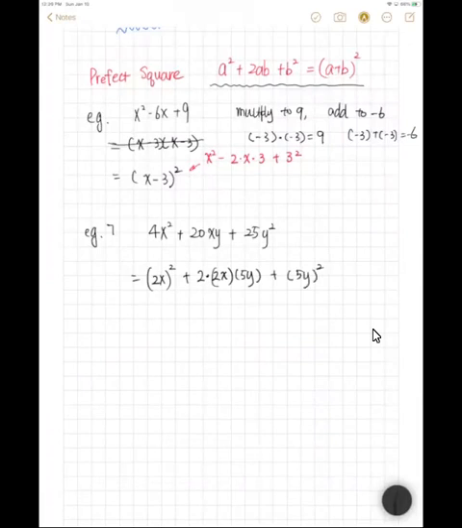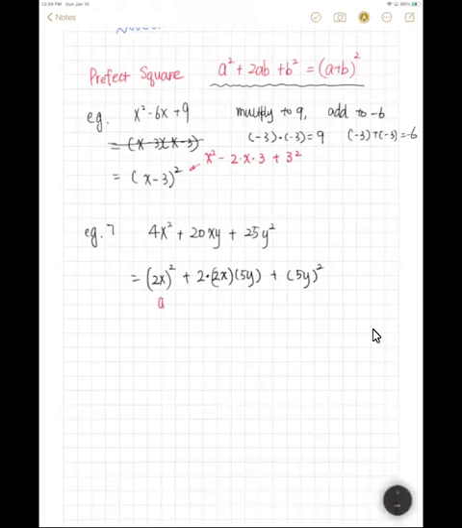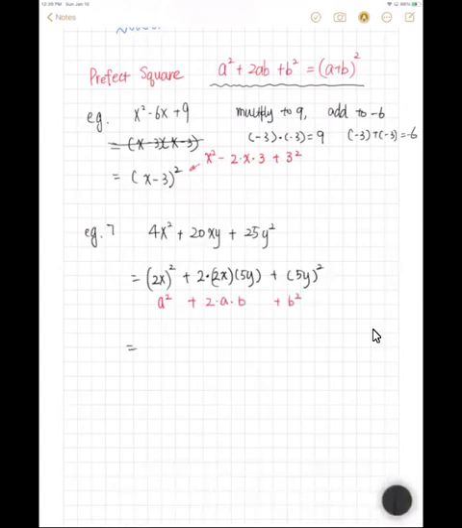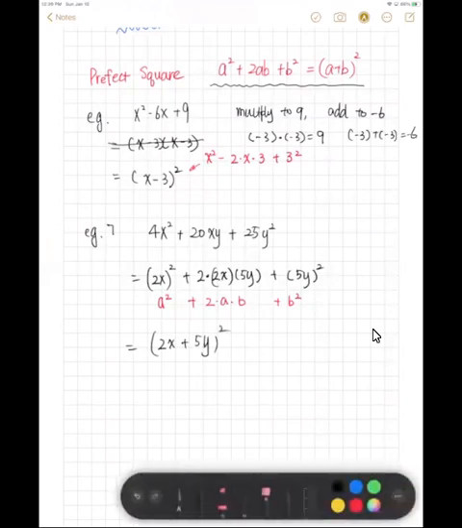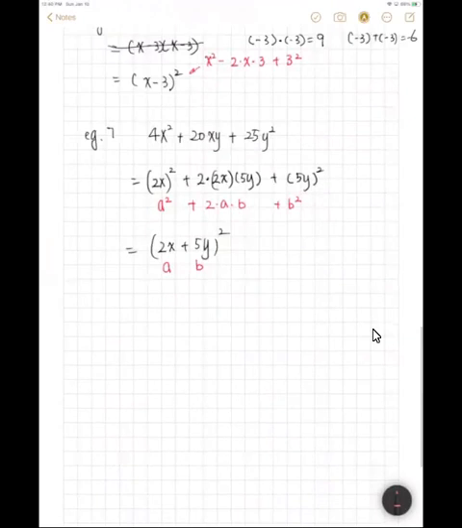Okay, so that means what? This is our a squared plus 2 times a times b plus our b squared, right? So now we can use our formula, which is equal to (a plus b) squared. Look, this is our a, this is our b.